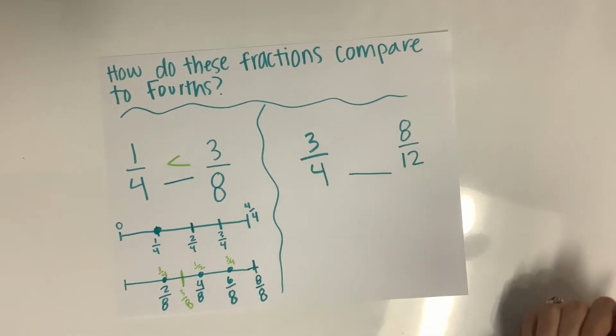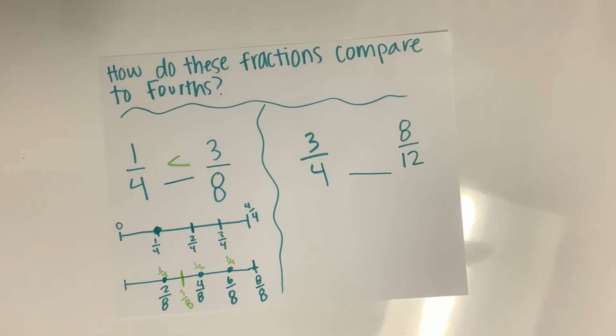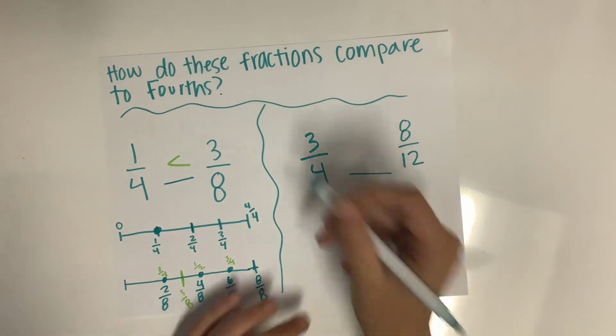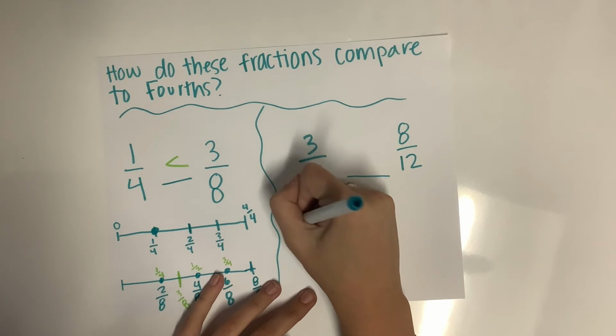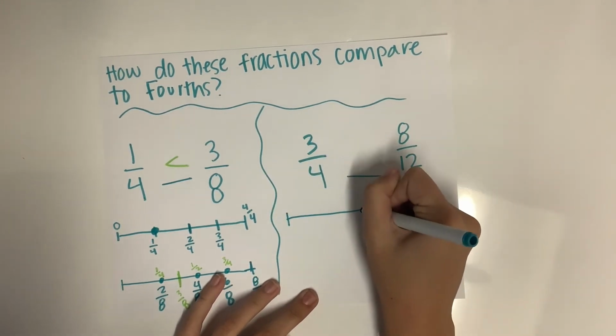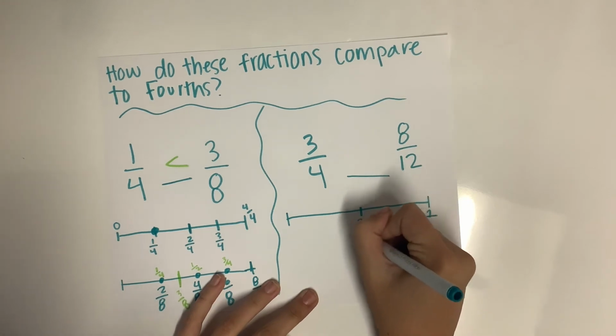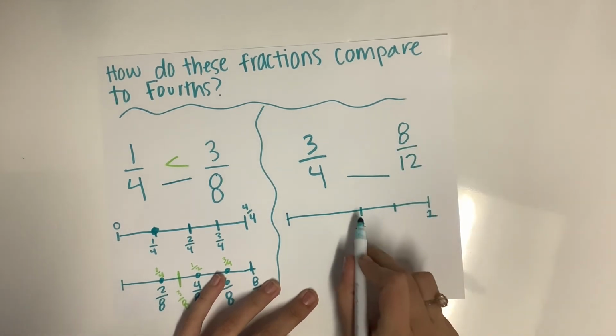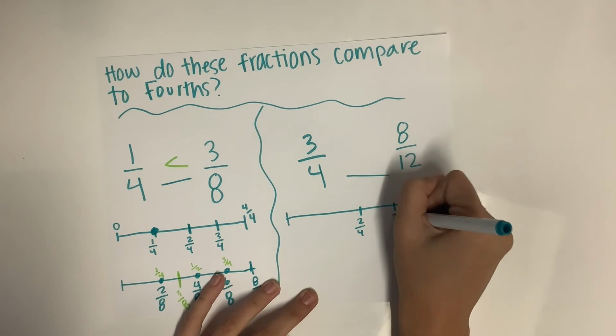3/4 and 8/12. Okay, another tricky one. If I do another number line, this is 4/4. This is halfway, so 2/4. Halfway from a half to a 1 would be 3/4.